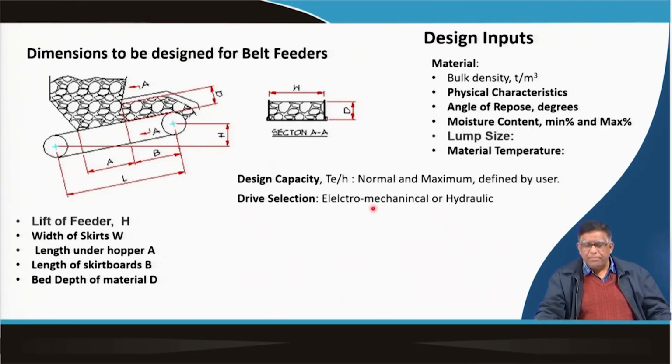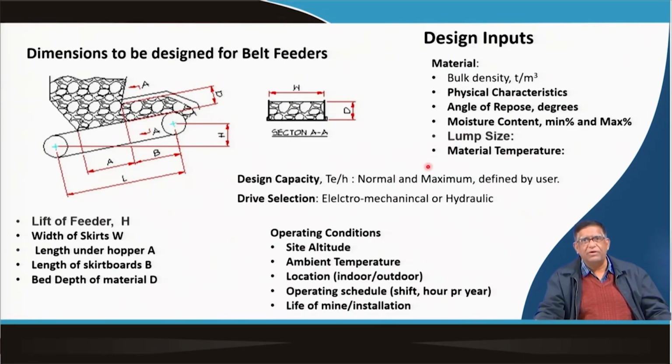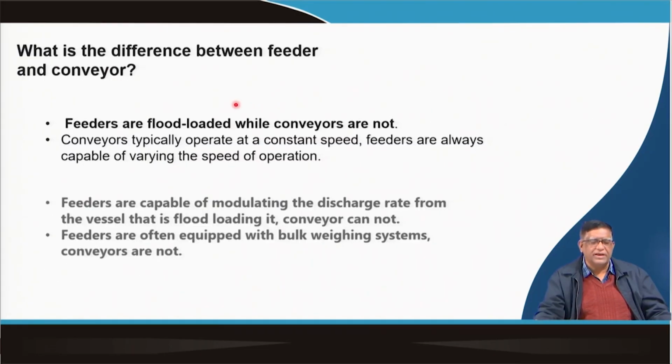The main input parameters for designing are the bulk density, physical characteristics, angle of repose, moisture content, lump size, and material. On the basis of that you will do the design, and then your design will be based on the operating conditions, which are the site altitude, ambient temperature, location, operating schedule, shift hours per year, and then the life of the mine or life of the installation. All these factors are taken into account in designing this.